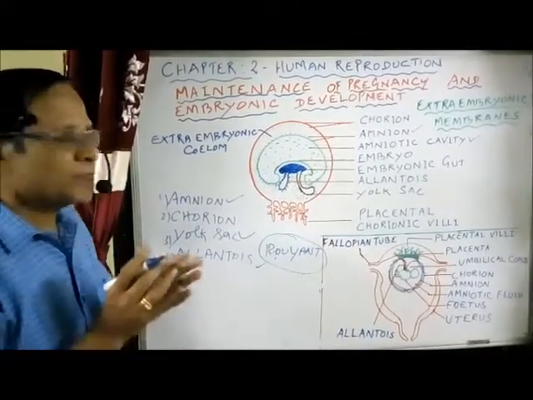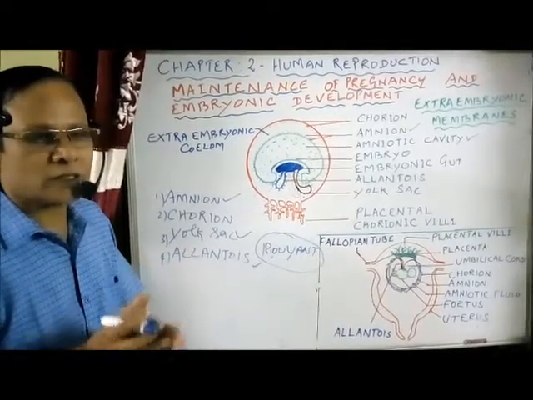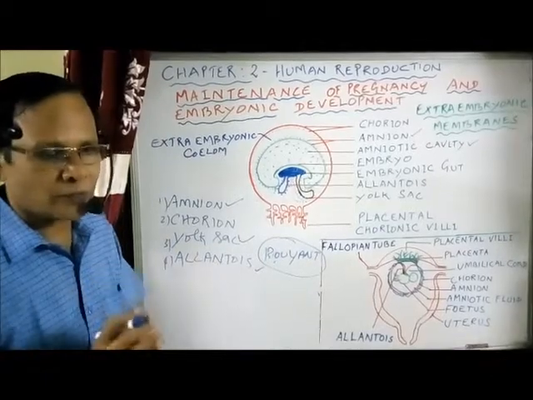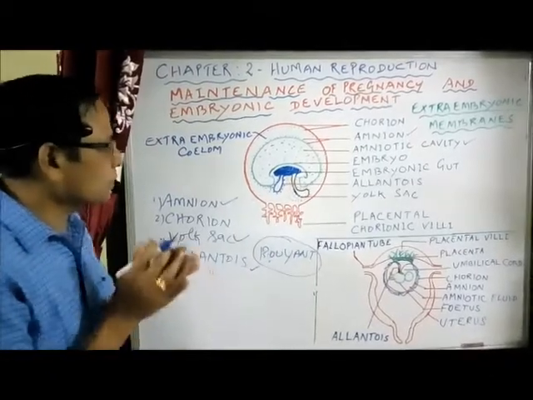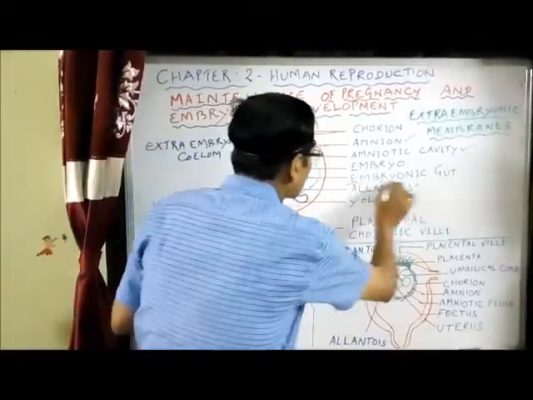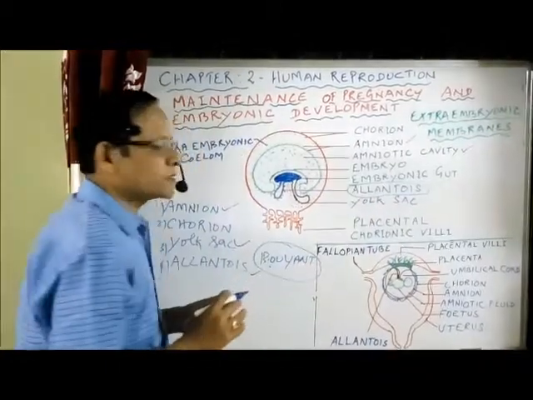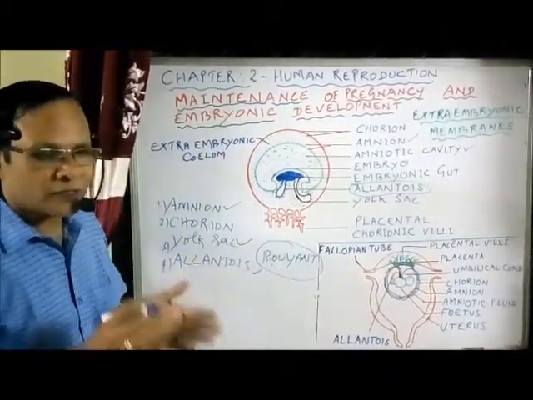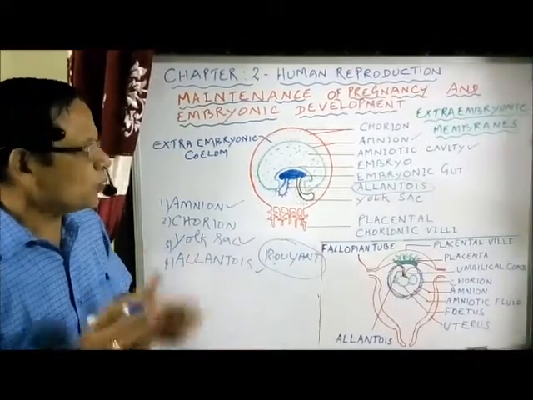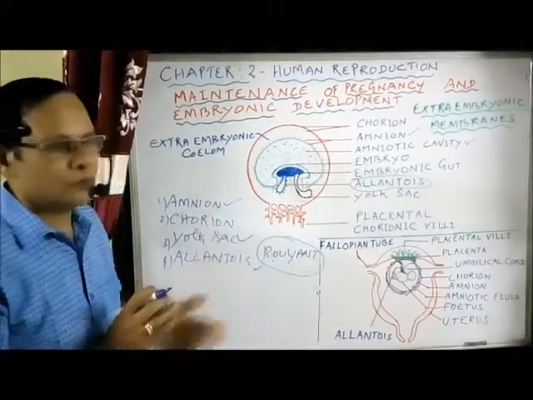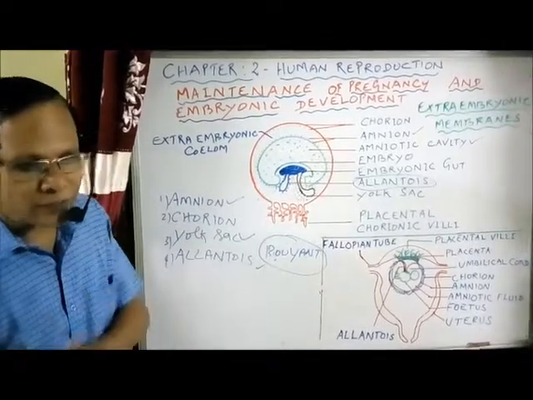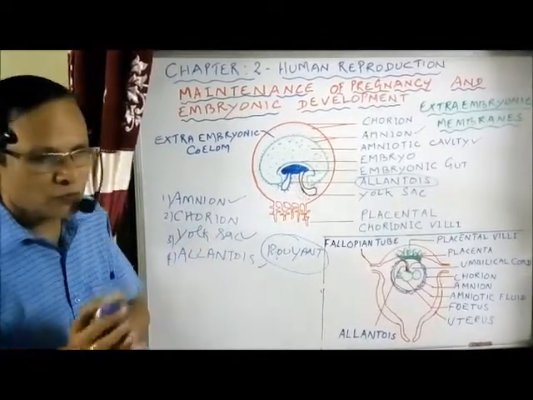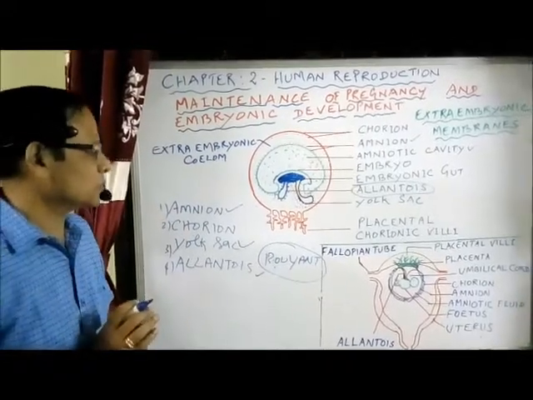It is the base structure for the umbilical cord. So the umbilical cord is mainly formed from allantois. That's why it's a base structure that forms the umbilical cord, the one which connects the embryo to the placenta. So the umbilical cord is the one which connects the embryo to the placenta. This is one.